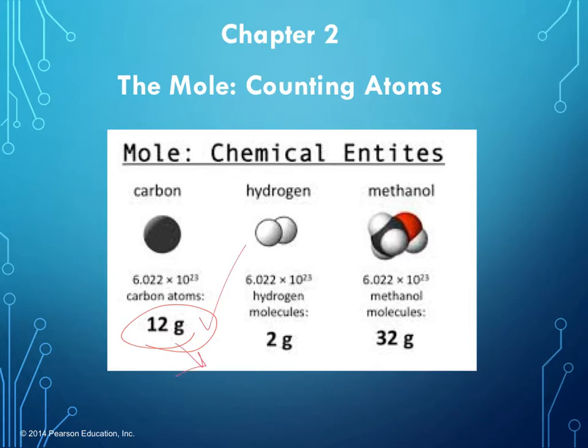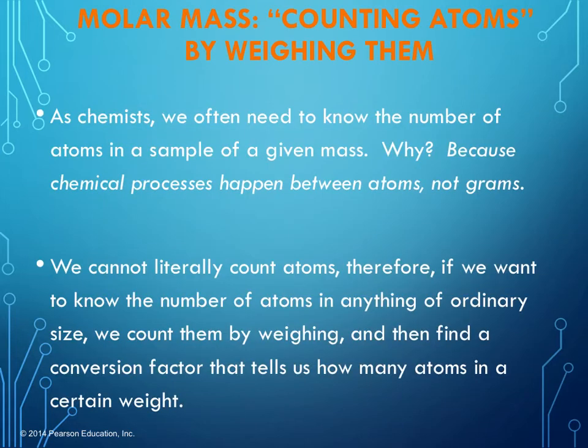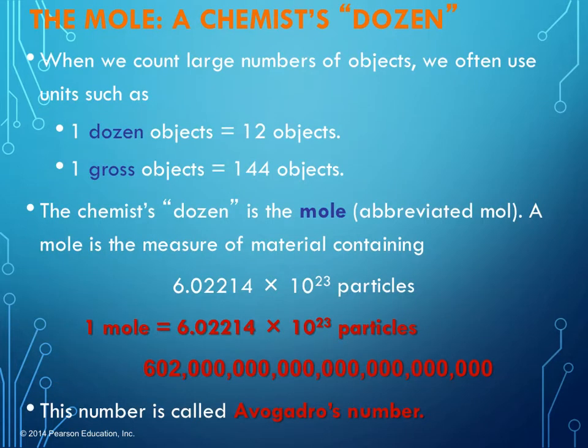How do you relate grams to molecules? How do you know how many molecules or how many atoms of carbon are in 12 grams? That's where the mole comes in. So what chemists needed is a conversion factor that relates the number of atoms in a certain mass or weight of sample. Make sure you understand that a mole is just a number of objects.